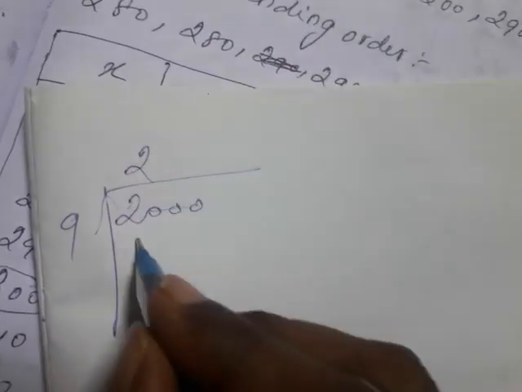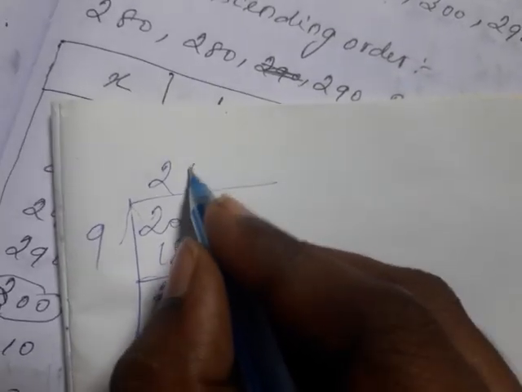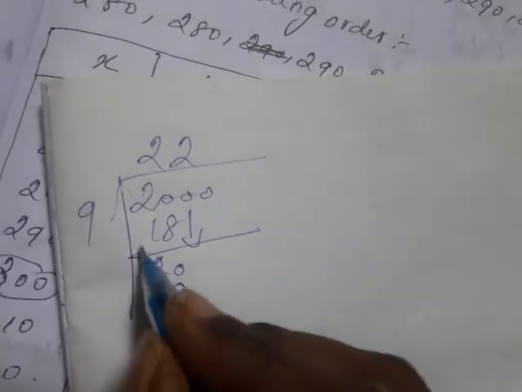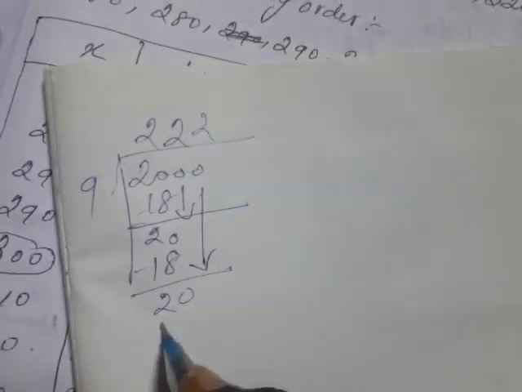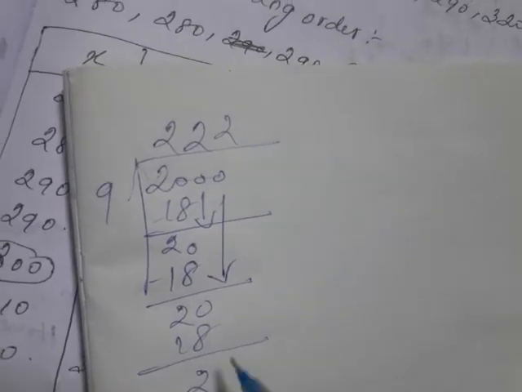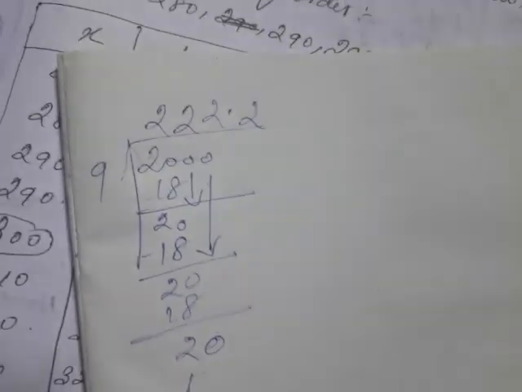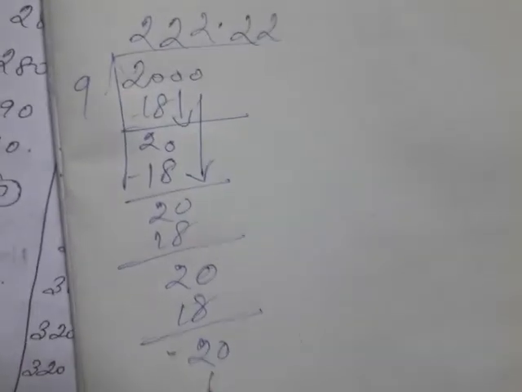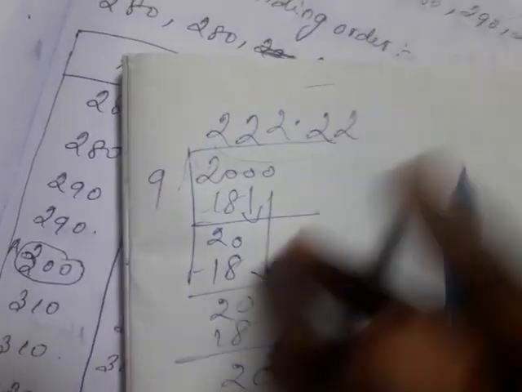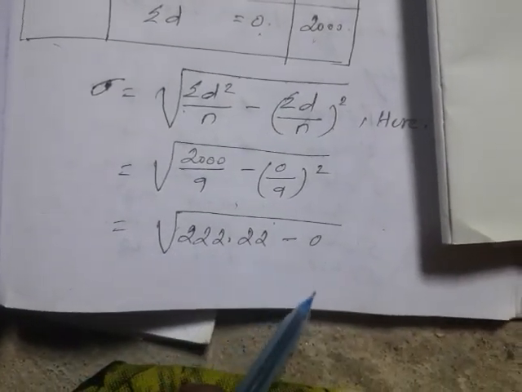2000 divided by 9. 2 9s are 18, remaining 2. Drop down 0, again 2 9s are 18, remaining 2. Drop down 0, again 2 9s are 18, remaining 2. You have to stop it here itself. So the value is 222.22.